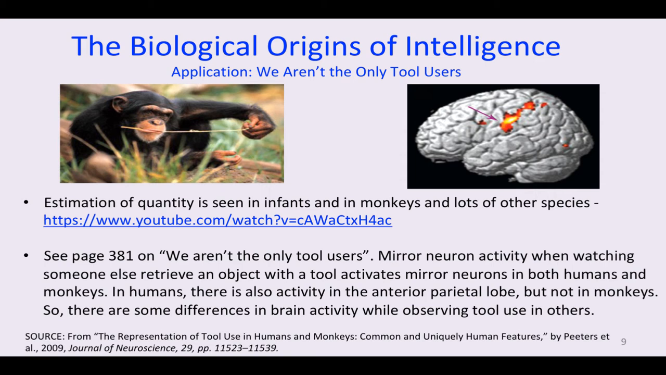There is one difference though. In humans, there's also activity in the anterior parietal lobe, but not in monkeys. So we see here this activity in the anterior parietal lobe. So there are some differences in brain activity while observing tool use in others. Now let's take a look at the interesting issue of how intelligent other animals are.